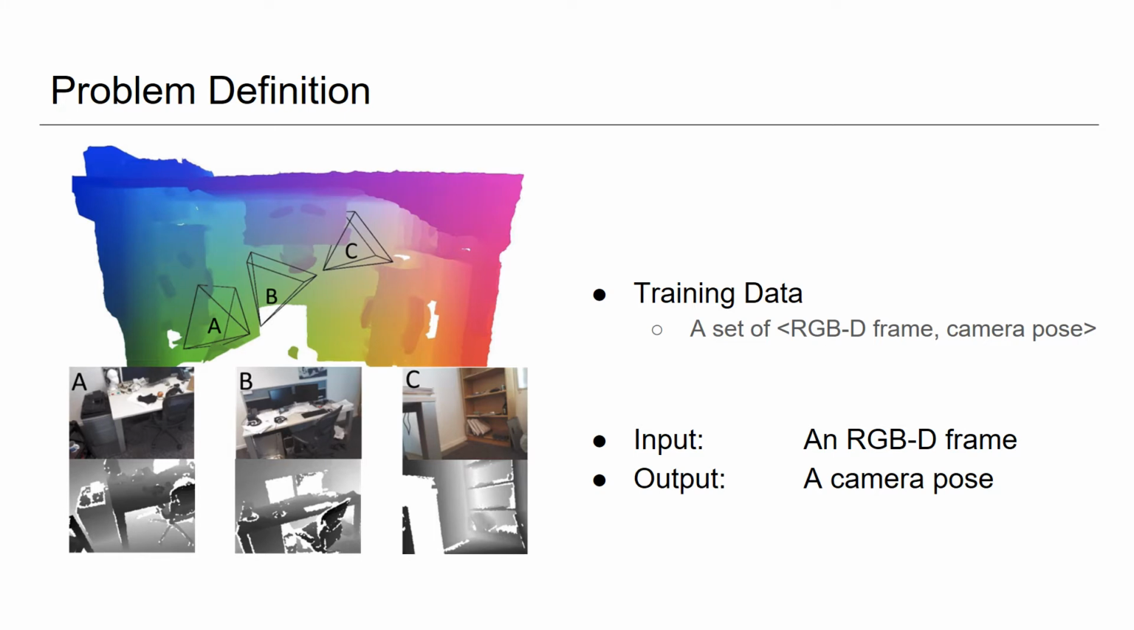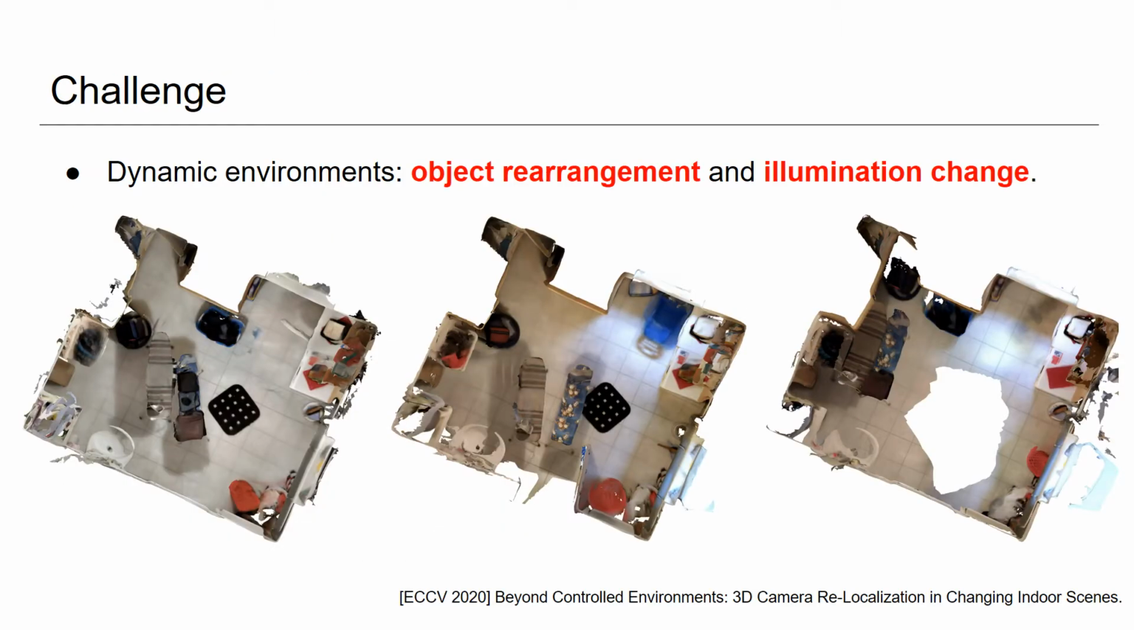Given a set of posed RGBD frames as training data, the relocalizer takes a frame as input and infers camera pose. While state-of-the-arts have achieved high accuracy in static environments, they can hardly handle dynamic environments, which may include various conditions, such as object rearrangement and illumination change. It's difficult to cover all the dynamic conditions, so the relocalizers are mostly trained on the static scene, and tested on the dynamic ones.